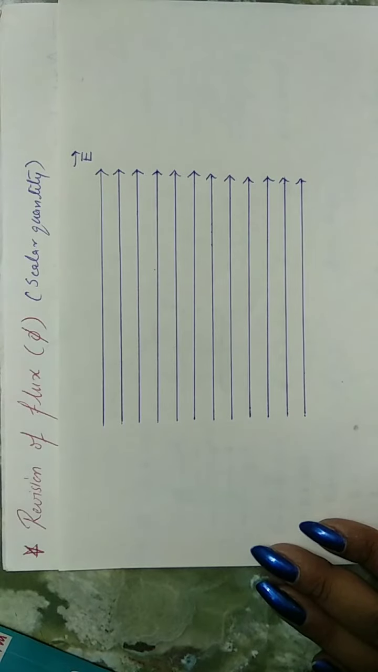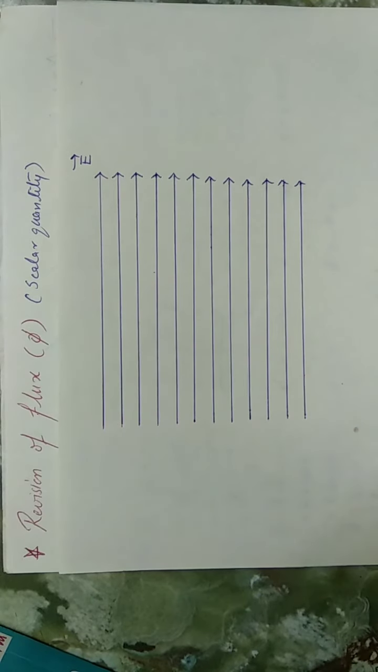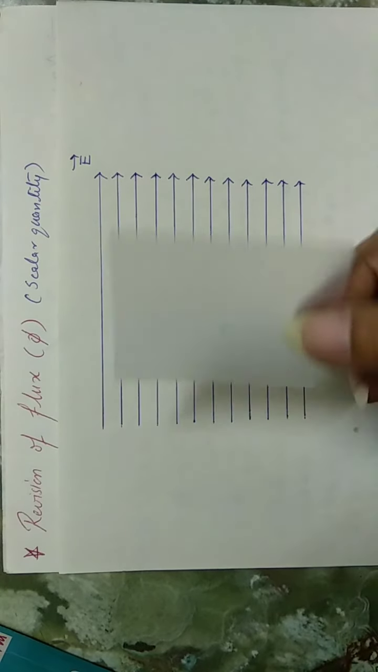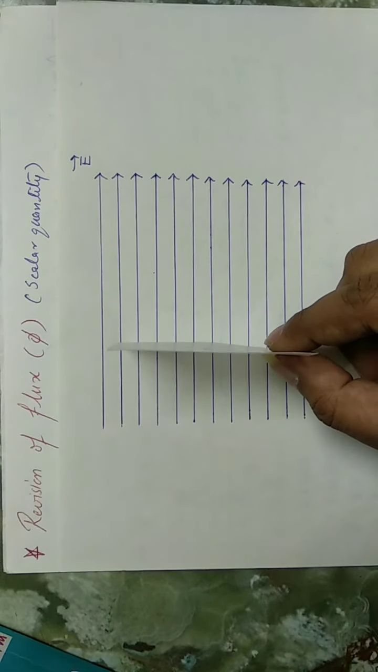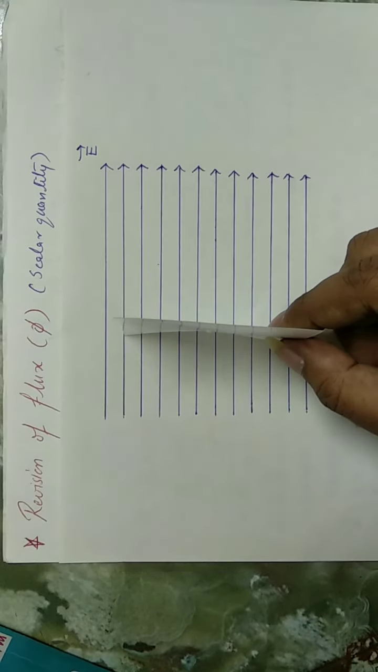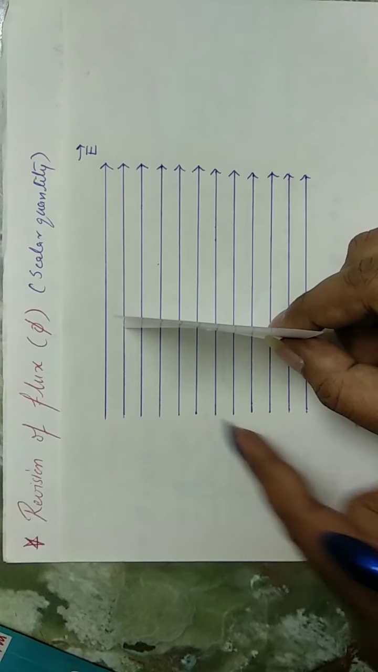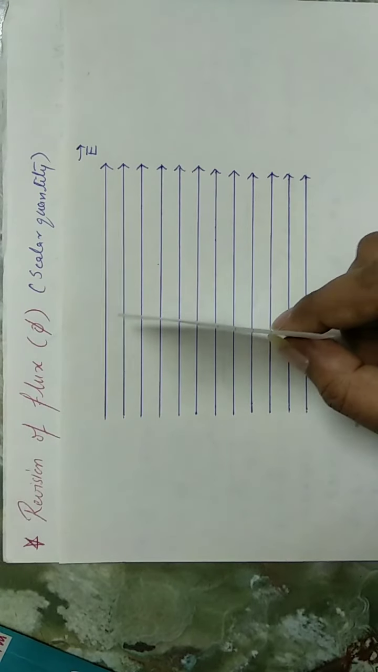Hello students, in this lecture we are going to study about Gauss law. But before studying it, let us just recollect what we have studied about electric flux. Electric flux was the number of field lines passing normally through a unit area of cross section. So suppose if we are having a uniform electric field like this, and this is the unit area of cross section. If this area is placed normally to the electric field, then the number of field lines which are passing through this area is known as electric flux.